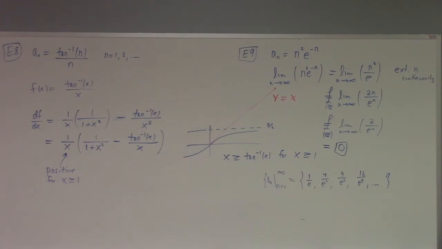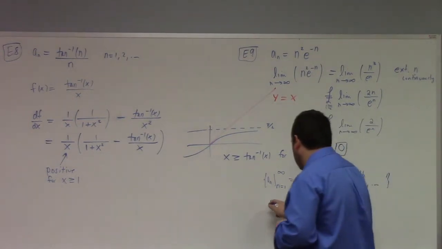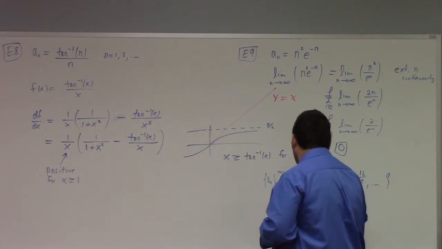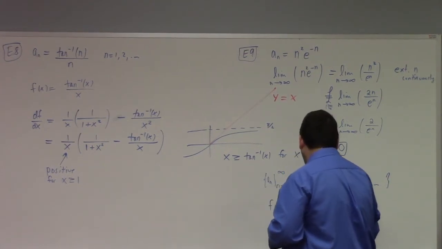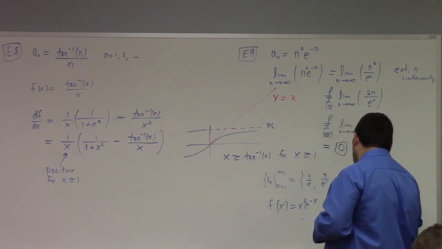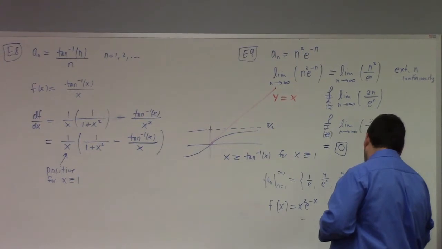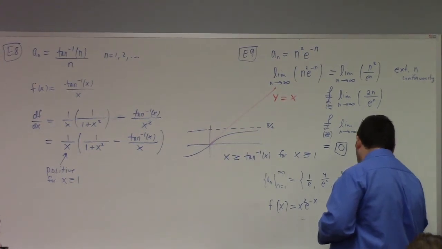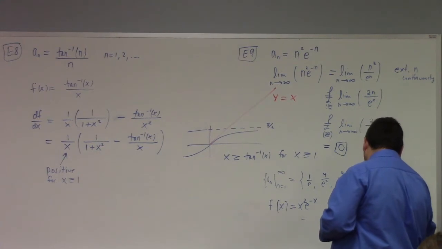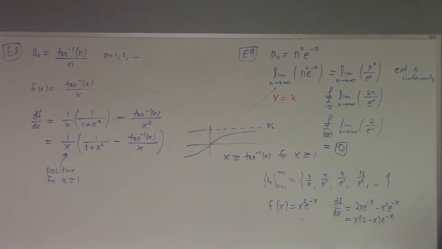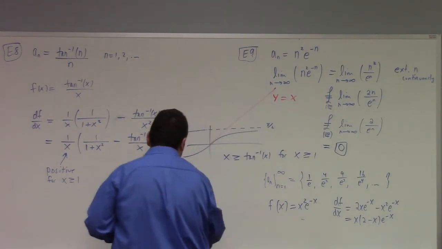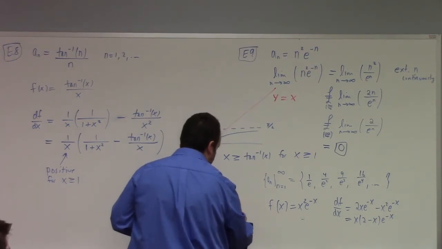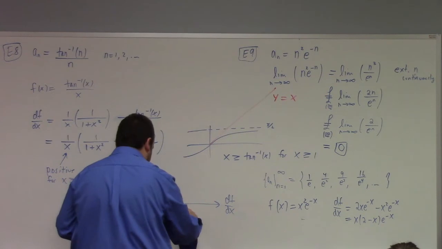in fact, we should be able to prove that this sequence is what? It's decreasing, right? This is a decreasing sequence. And one way you could do that would be to look at f of x equal to x squared e to the minus x, right? df dx would be what? So if you look at df dx, you get x times 2 minus x times e to the minus x. And if you make a sign chart for the derivative here, you've got zeros at 0 and 2.